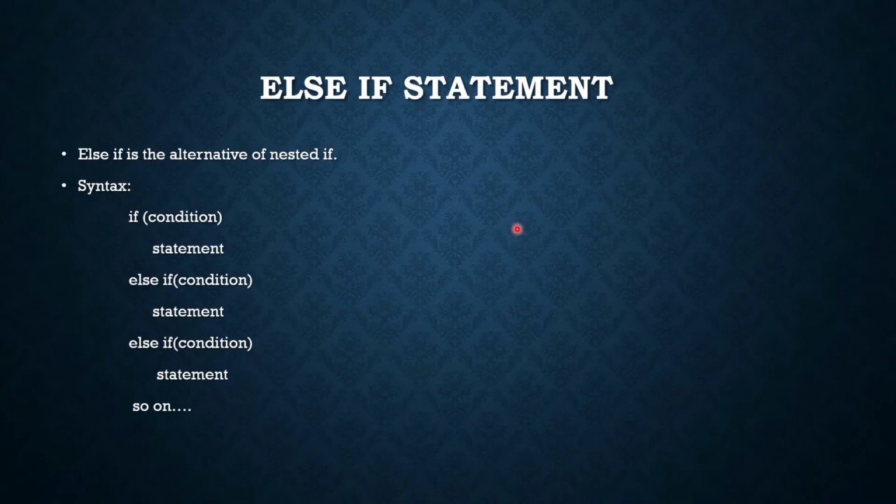Now there is the alternative of nested if, which is called else if. Its syntax is like: if we write the condition and the statement we want to execute, and then else if, we again write some other condition and then statement, and then else if, condition, and then statement, and this process goes on so on. This is on the basis of our requirement in the program. So now we explain it with the help of a C++ program.